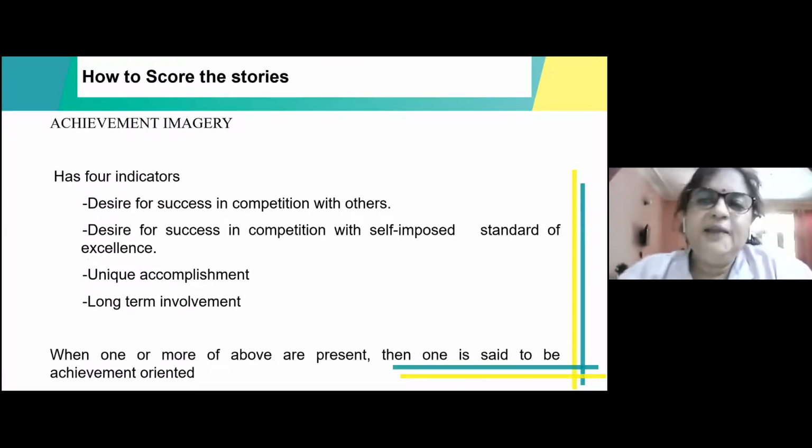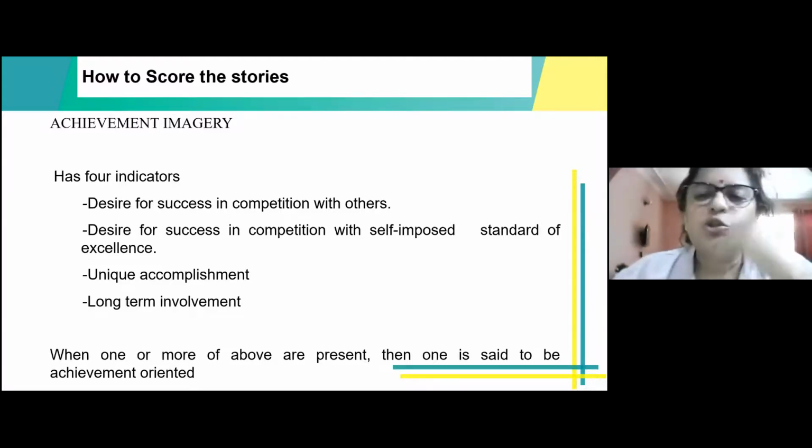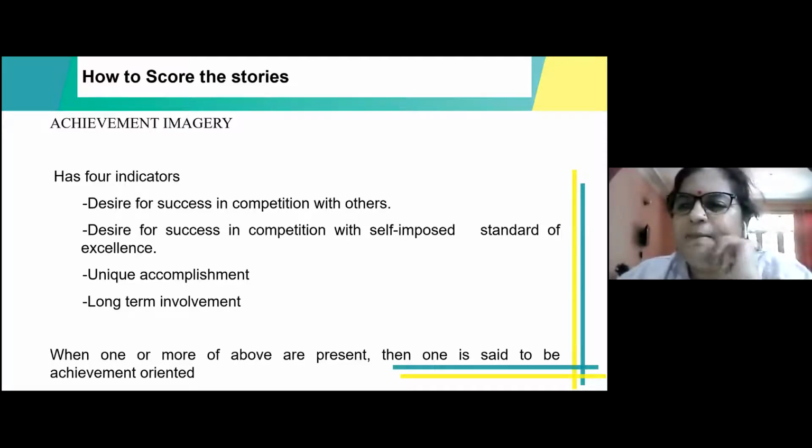So, achievement imagery. Now, these are the points you have to start noting, because now I am telling you how to score the stories. It has 4 indicators: desire for success in competition with others, desire for success in competition with self-imposed standard of excellence, unique accomplishment, and long-term involvement. When you read your stories, if any one of these elements is present in the story, we say that this story can be marked for achievement orientation.